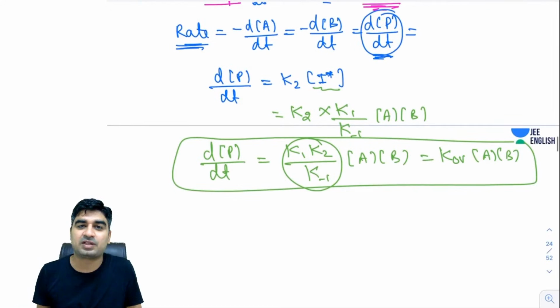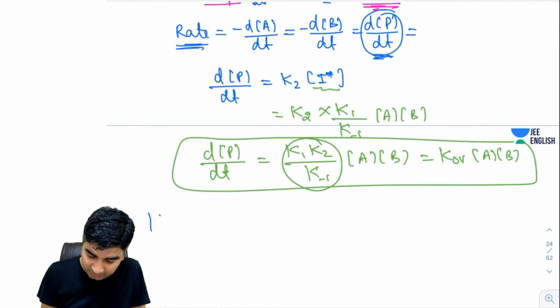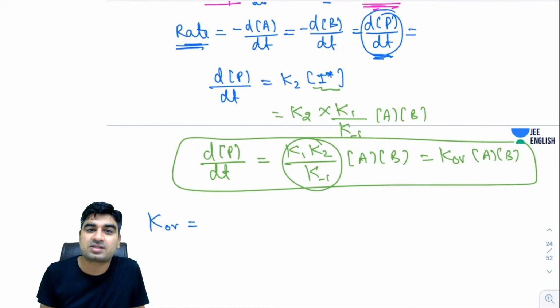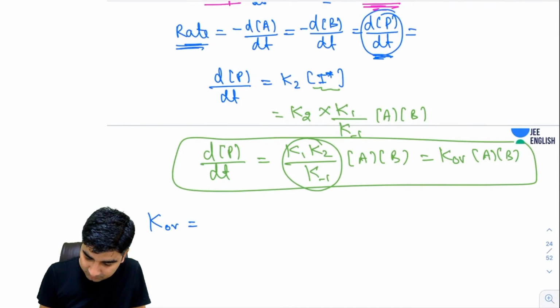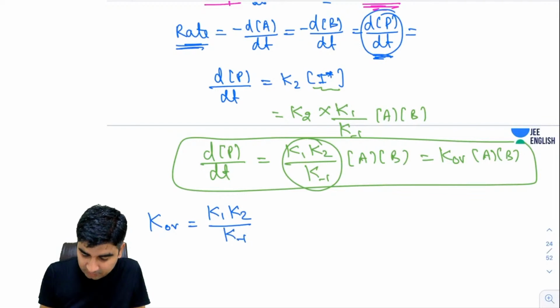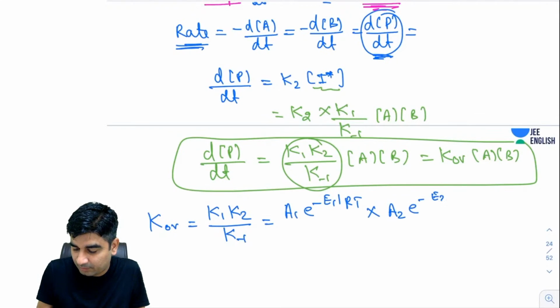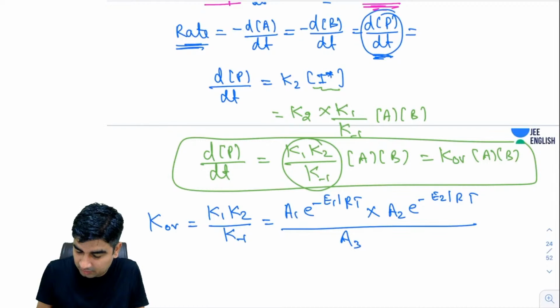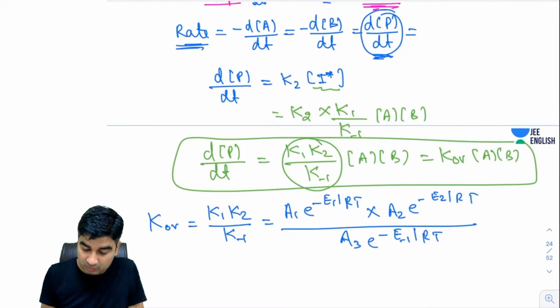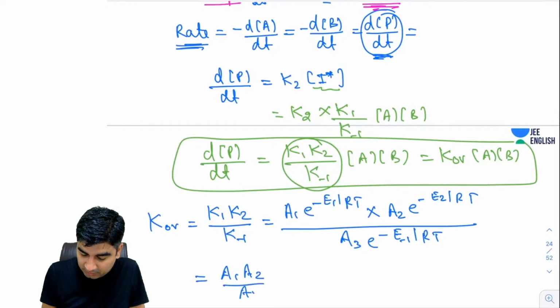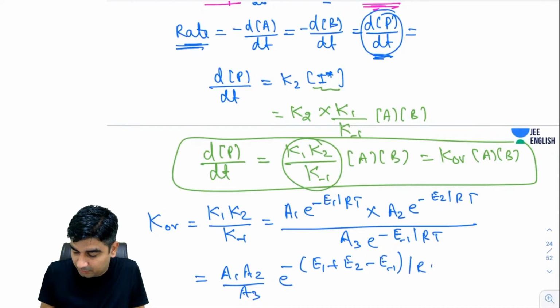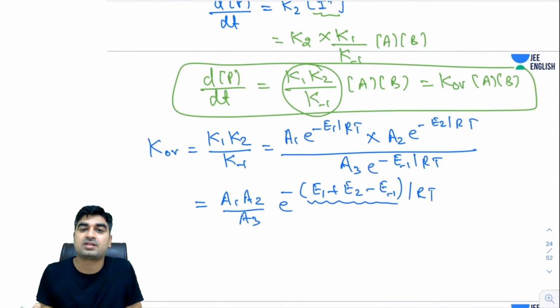So now let's move to the next point, and here comes the important concept. What is this k overall? Let me tell you. K1 k2 upon k minus 1. K1 I will write as A1 e raised to the power minus E1 by RT. K2 is A2 e raised to the power minus E2 by RT, upon A3 e raised to the power minus E minus 1 by RT. On solving this I will get A1 A2 upon A3 e raised to the power minus (E1 plus E2 minus E minus 1) by RT. So this is the overall activation energy.